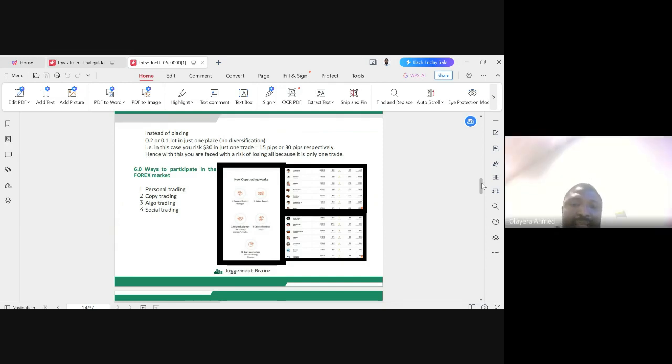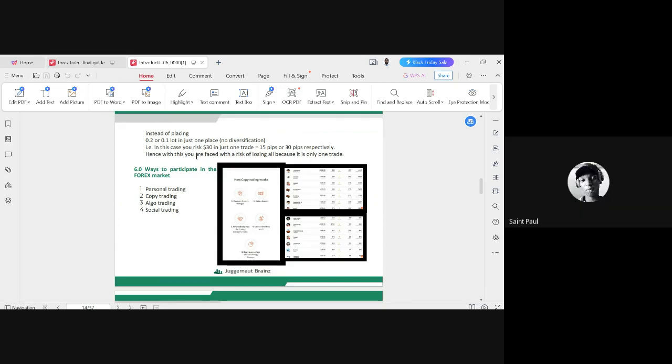So in this case, you risk $30 in just one trade. This is like the one trade scenario. So instead of doing just one trade, you can do 2 trades that rely on that move, such that you split your risk into 2 or more places, in order to help you control the loss and of course maximize the potential profits that may arise. Does that make sense?